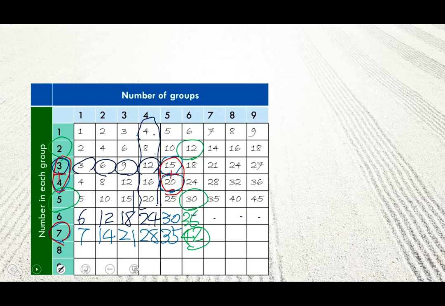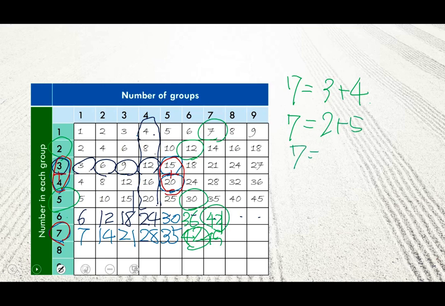How about 1 plus 6? 1 plus 6 is 7, plus this, so 49. This works too. So we could use this number sense we developed in first grade. 7 equals 3 plus 4. 7 equals 2 plus 5. 7 equals 1 plus 6. All of these decompositions work for multiplication.